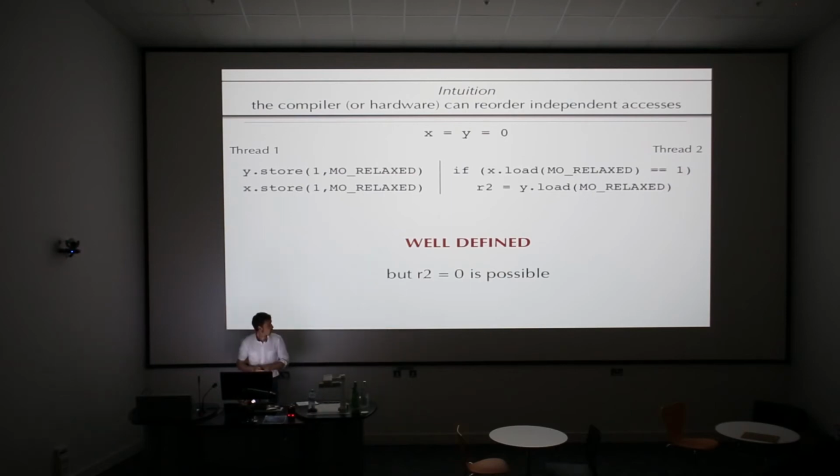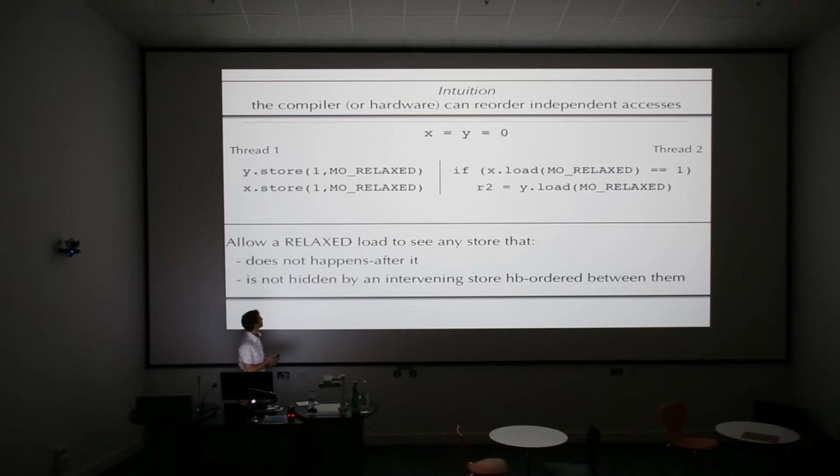Okay? How do we formalize this? How is it specified in the standard? Well, essentially a relaxed load like this one is allowed to see any store, provided that it doesn't happen after it, you cannot read from something in the future, so you have to read something in the past or unrelated, but it doesn't have to be done by an intervening store, which is HB-ordered between them. So this is a short overview of the C11 model.